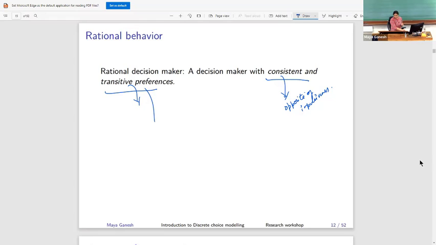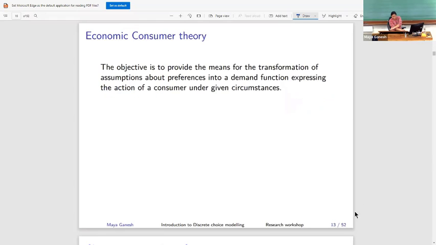So now we have defined what the elements are, right? Now our next challenge or next step is to be able to put all of this in some mathematical theory, to be able to put all of this in a succinct manner, right? So the objective is to provide the means for transformation of all of these assumptions that we spoke about, the attributes, into a demand function.